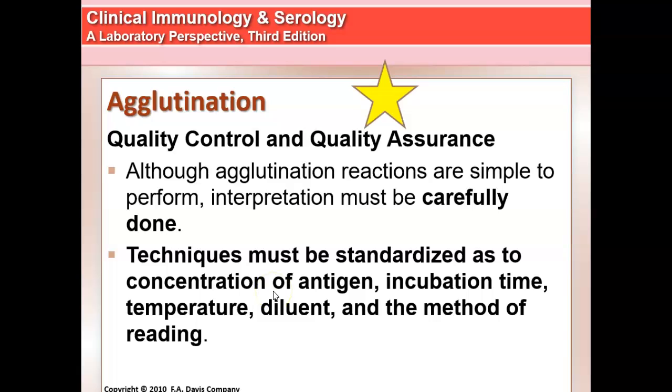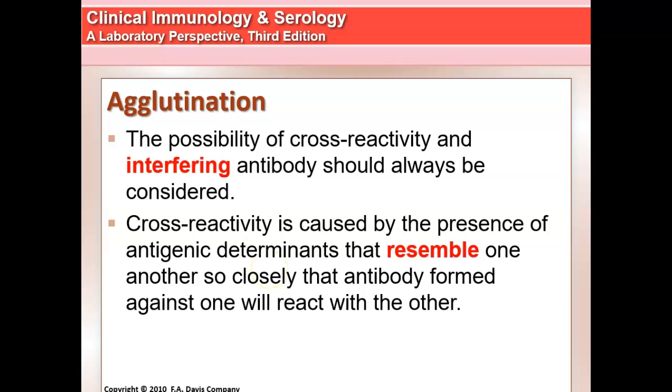Quality control and quality assurance are very important in the blood bank. Although agglutination reactions are simple to perform, interpretation must be very, very carefully done. Techniques must be standardized as to concentration of antigen, incubation time, temperature, diluent, the method of reading, and your sample rack or tray. Your reagent rack should be set up the same for everybody in the lab every day, all the time. The possibility of cross-reactivity and interfering antibody should always be considered.